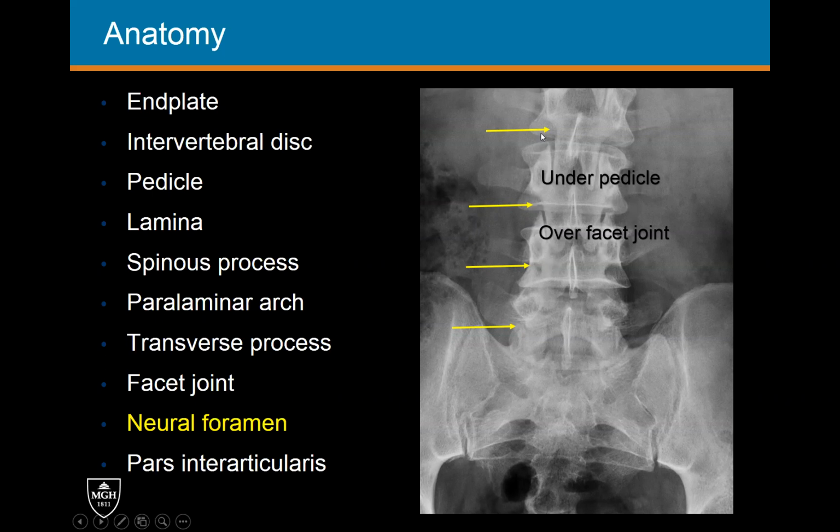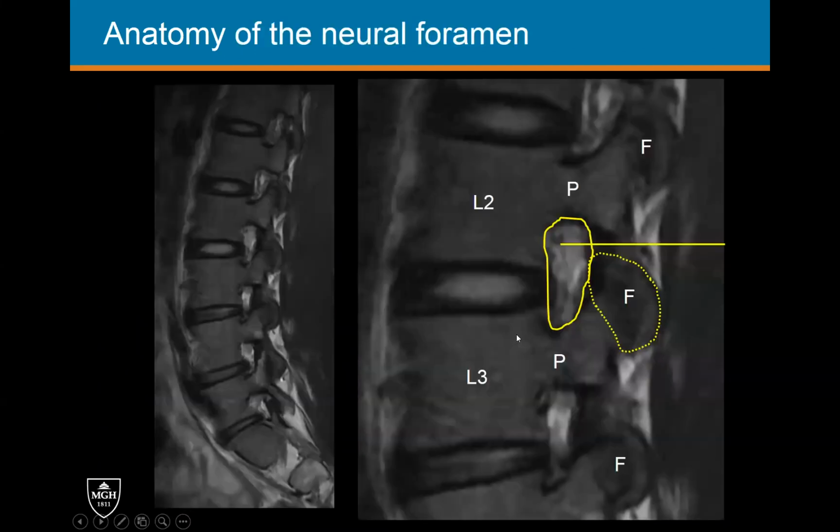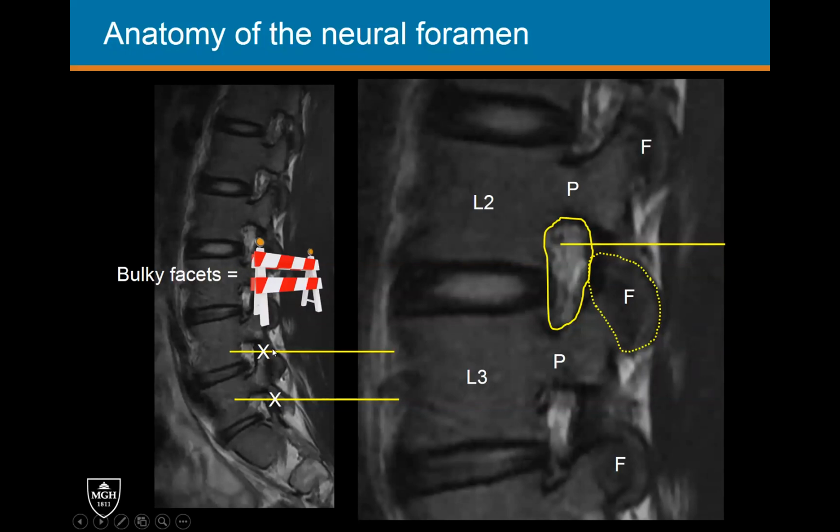Also, if you look at the upper levels, you can see that the space between the facet joints and the pedicles is much greater at the higher levels, but as you come lower down, it's much more narrow. And this is an issue, and we will talk about that. Part of the reason is that the facet joints in the lower levels are more bulky, but part of it has to do with the anatomy. Remember, I was telling you that the L5S1 disc is angled differently, and so that can come into play as well.